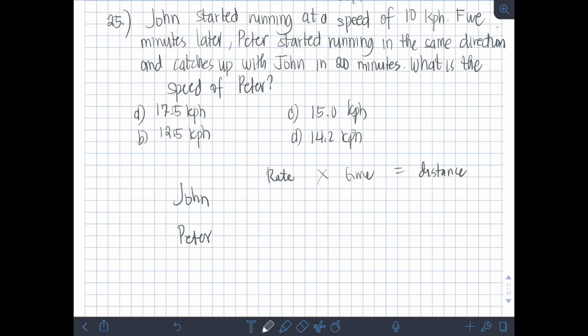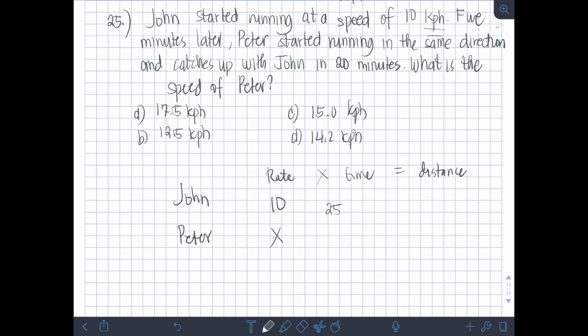So it says John is running at a speed of 10 kph. So 10 kph is our unit. Then 5 minutes later, Peter started running in the same direction and catches up with John in 20 minutes. What is the speed of Peter? What we want here is the speed of Peter. Let that be x. Now for the time: John ran first for 5 minutes because Peter followed 5 minutes later. Then Peter caught up with John in 20 minutes. Therefore, John's total time is 5 minutes plus the 20 minutes when Peter caught up with him, which is 25 minutes, right?